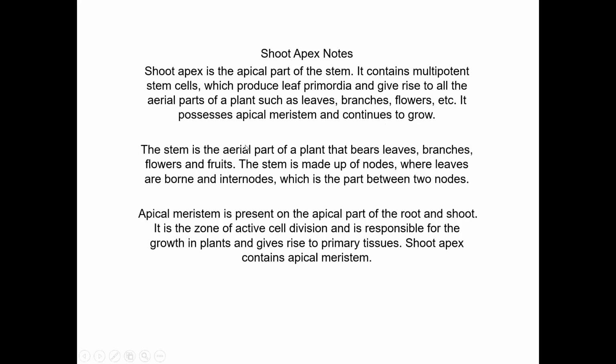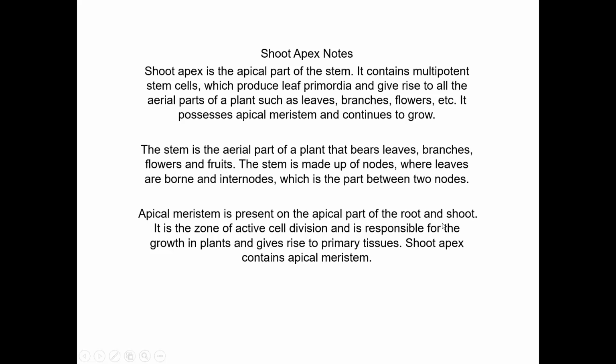The stem is generally the aerial part of the plant that bears leaves, branches, flowers and fruits. The stem is made up of nodes and internodes. In the nodal region, leaves are present, and the part between two nodes is called the internode. The apical meristem is present on the apical part of the root and shoots.